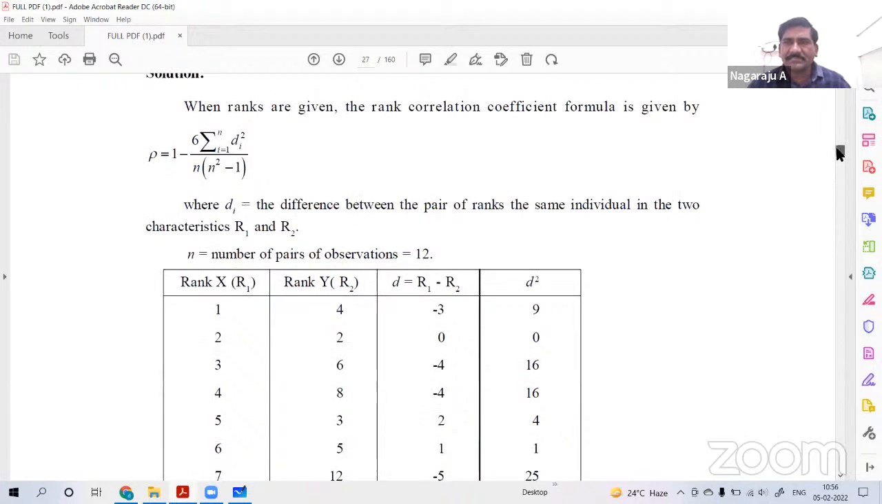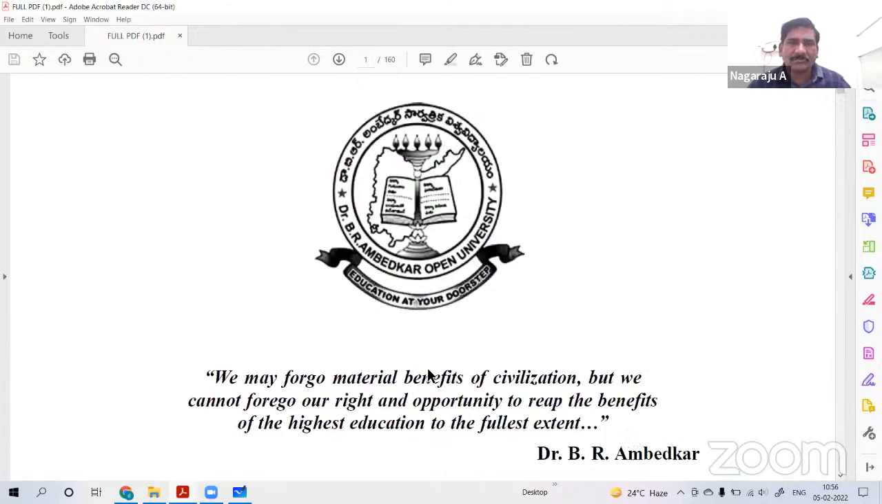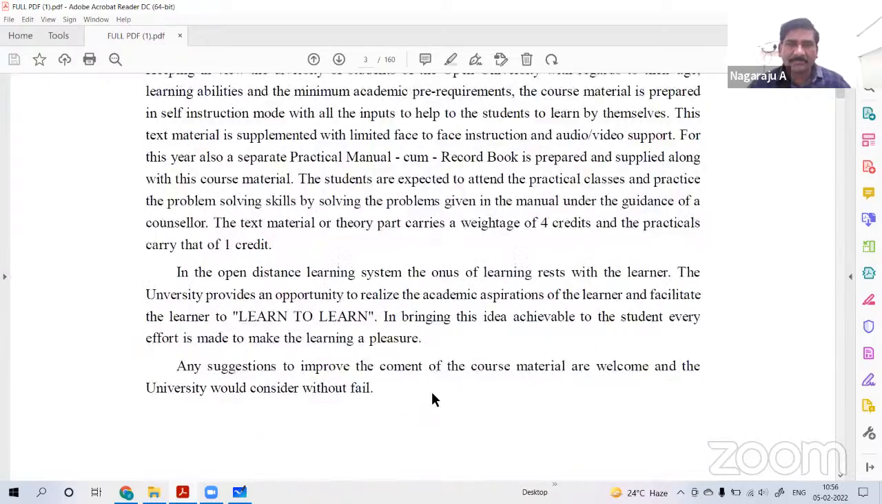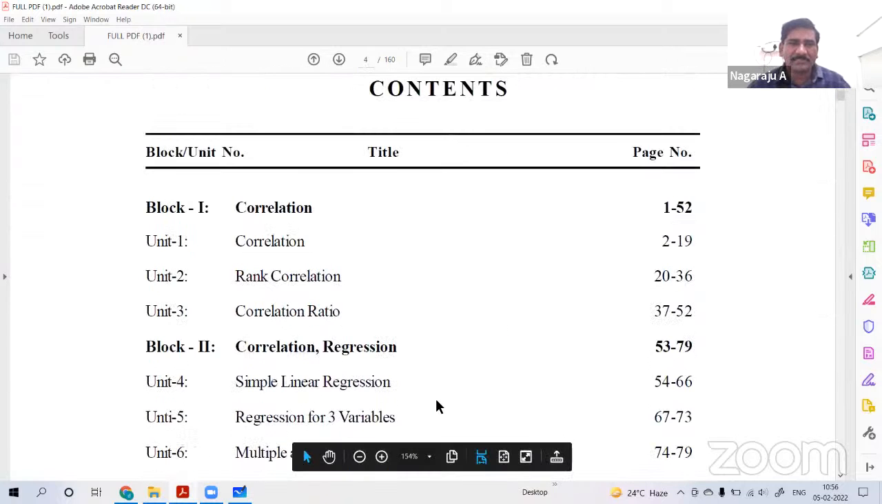Today we discussed correlation and how to find the correlation coefficient. The first unit I covered, and the second unit I explained is correlation. In the next class I will discuss rank correlation.